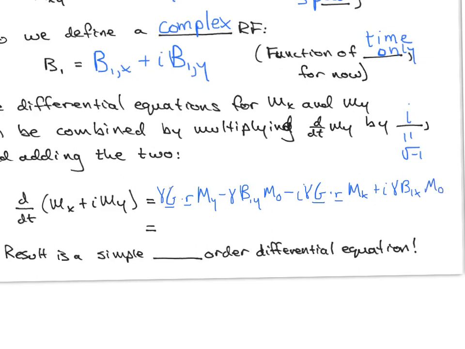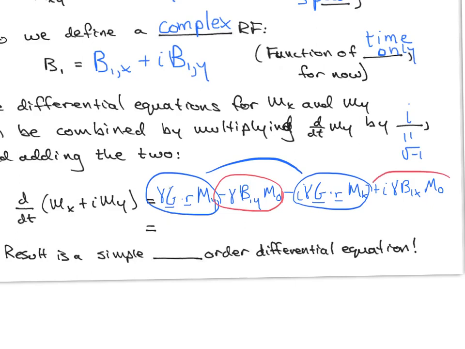Using our definitions for complex magnetization and RF, we can combine this term and this term, and we can also combine the RF terms, this term and this term, and get the following. We get minus i times gamma times g dot r times mxy, plus i times m0 times gamma times b1. So now what we have here is a simple first order differential equation in one variable instead of two first order differential equations that are coupled.